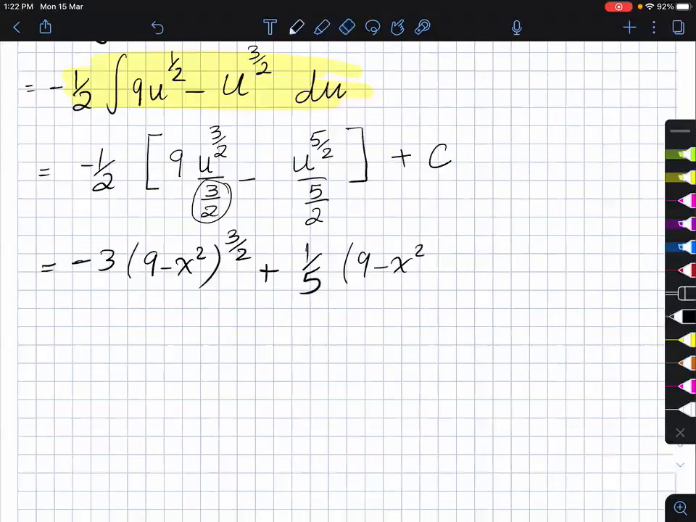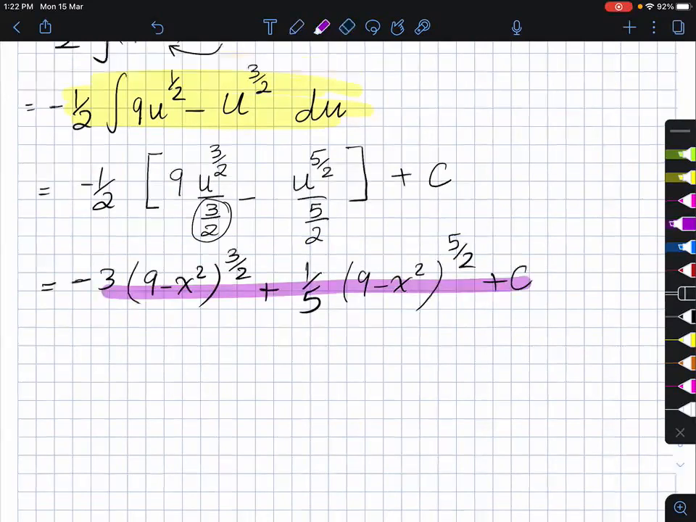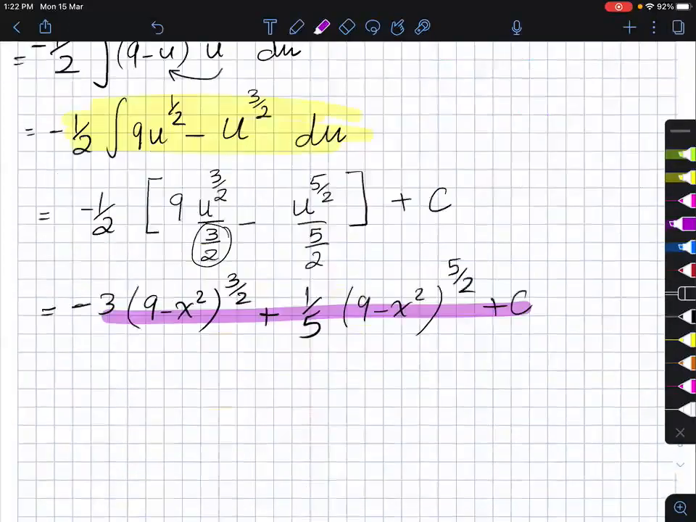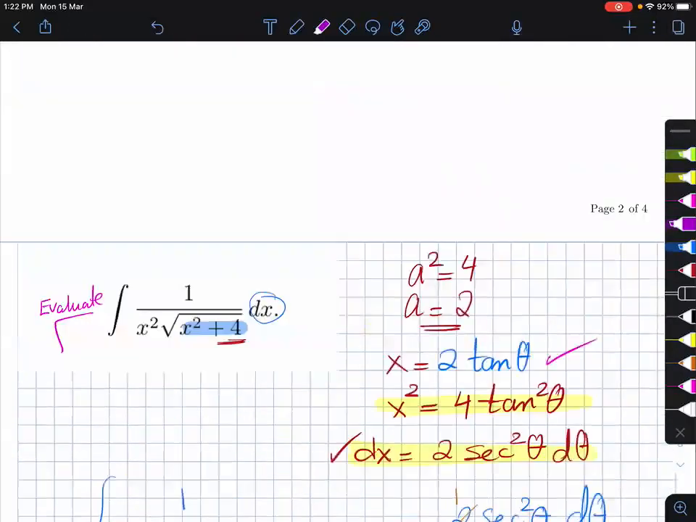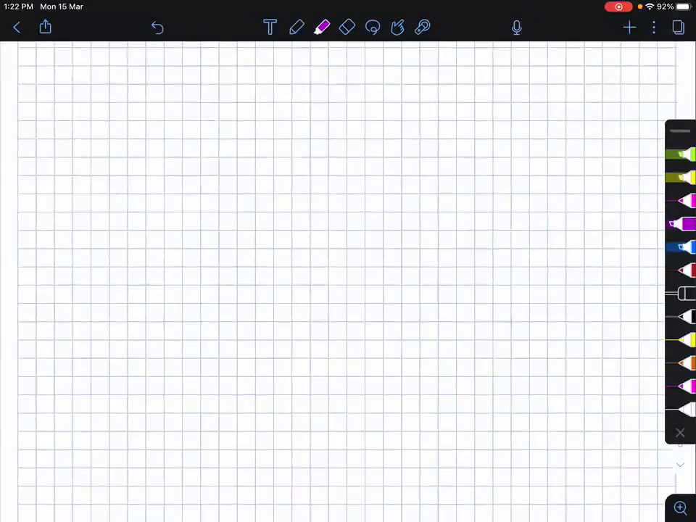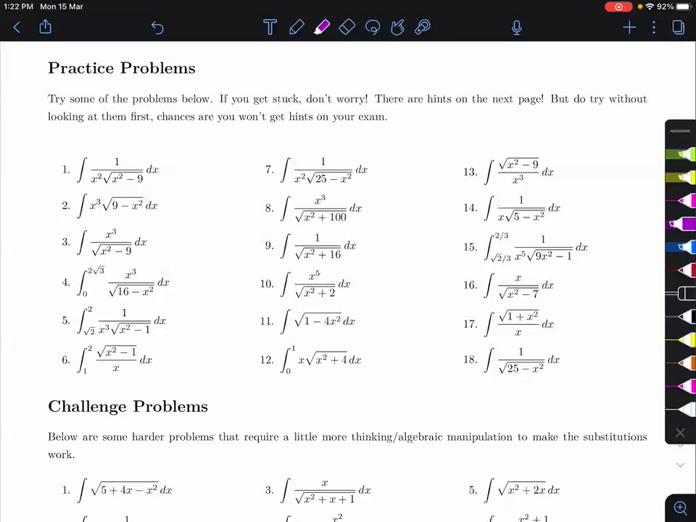Okay. (9 − x²)^(5/2) + C. Always return your variable u to its original form, 9 minus x squared, as we said. There is no need to use trig substitution here. Now you have to take another question.